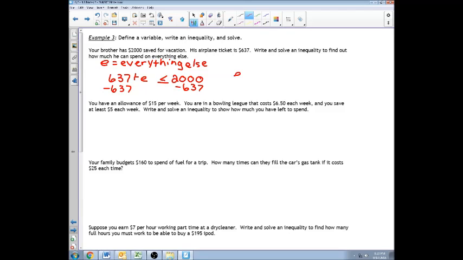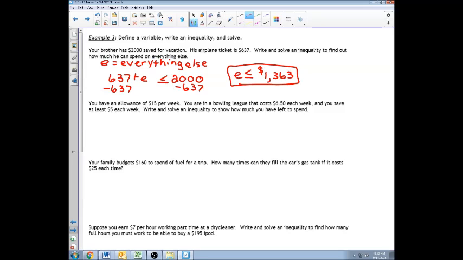So E would be less than or equal to $1,363. So he has $1,363 to spend, but he cannot go over the $1,363. He could spend less than that, he could spend exactly that, but he could not go over.